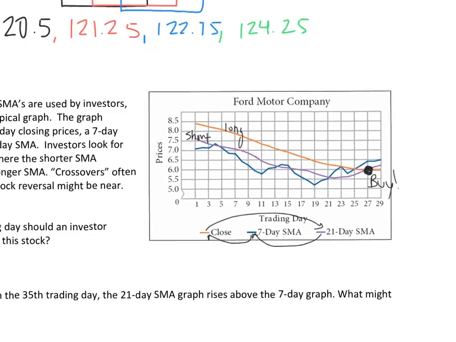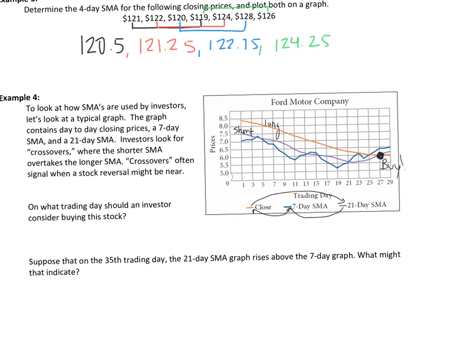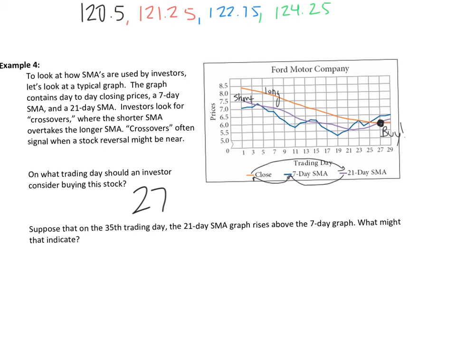So the question says, on what trading day should an investor consider buying the stock? It looks like on day 27. And then suppose that on the 35th day of trading, the 21-day SMA rises above the 7-day. What that means is now the longer one is going above the shorter one. If you can sort of put the pieces together, I should buy when the short overtakes the long.